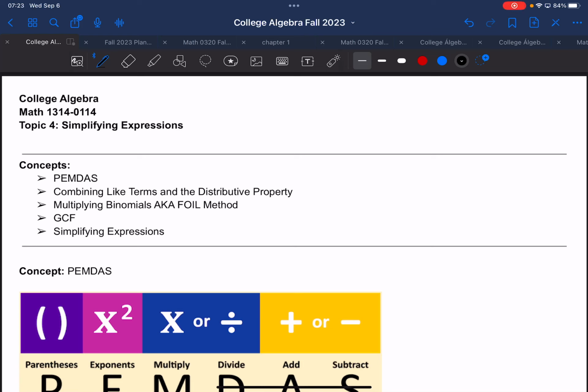Okay, so topic 4, simplifying expressions. We're going to go through the topics of PEMDAS. We just went through that, so I'm going to just skip over that section. Combining like terms, the distributive property, multiplying binomials, or it's known as the FOIL method, GCF, greatest common factor, and simplifying expressions. So in these cases, we are going to have our variables in the problems, and we might not be able to solve them, but just simplify them as much as possible.